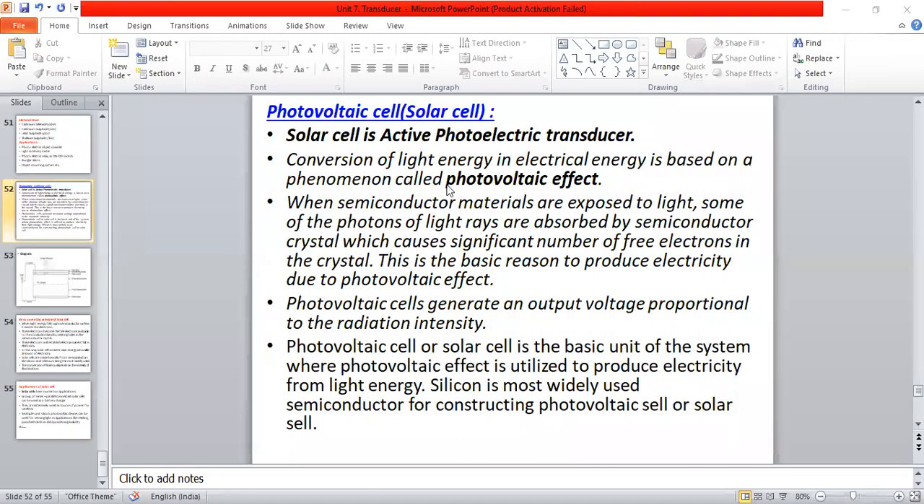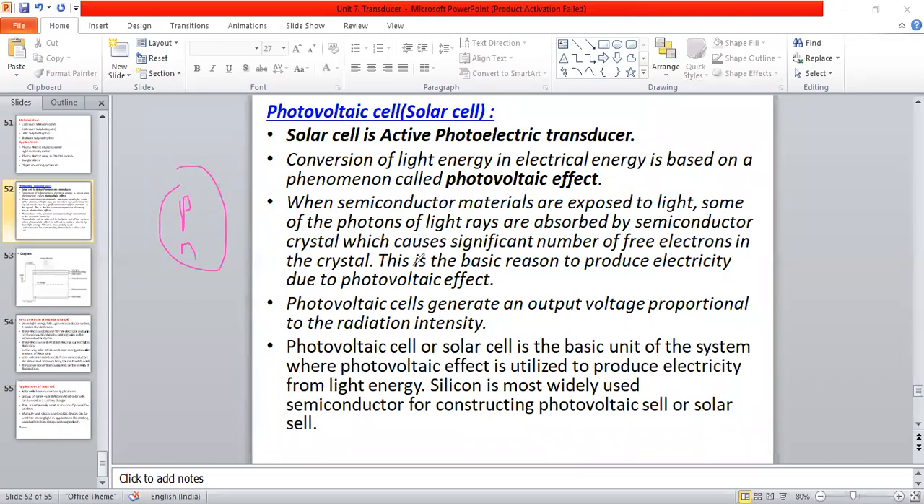The conversion of light energy into electrical energy is based on a phenomenon called the photovoltaic effect. According to the photovoltaic effect, it is going to convert the light energy into electrical energy. How is it going to convert? When the semiconductor materials are exposed to light, you can consider it as a p-n junction diode only.